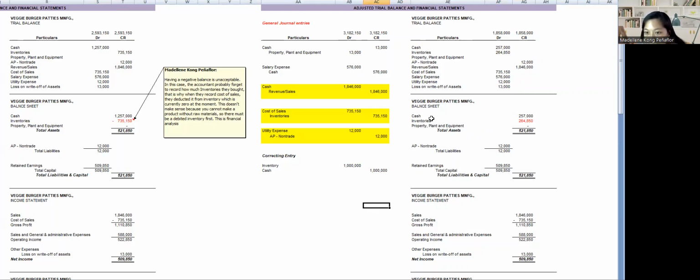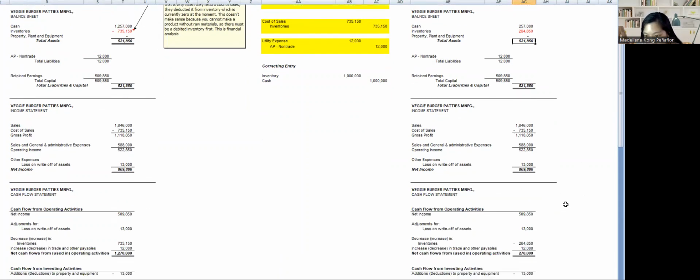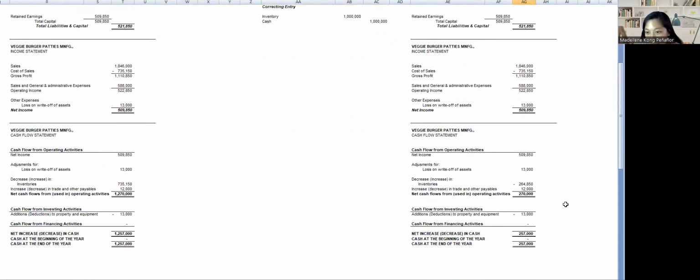So if we put this in order, cash 257 plus inventory 264, there's no PPE since we wrote it off. So the resulting asset is 521,850. And we also have the AP non-trade plus retained earnings because of our net income of 509,850. We add all together the AP and the capital, we have 521,850. So it's the same with the total asset. And yeah, income statement is still the same. All right. And the cash flow will change also.